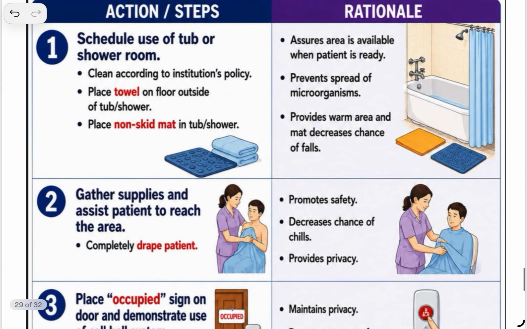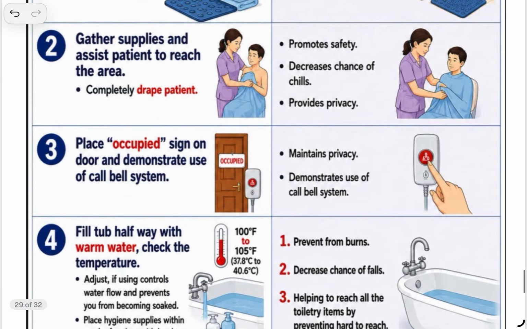Next one, gather the supplies which are needed for the patient to reach the bathroom, okay. Suppose you are taking the patient from the bed to the bathroom, at that time you should drape the patient. Draping the patient means you need to cover the body of the patient. In order to prevent hypothermia, or else we can say to prevent chills, to decrease the chance of chills, we need to drape him, clear, okay.